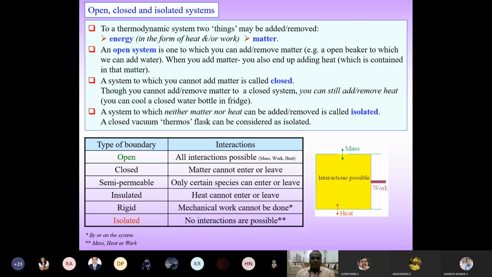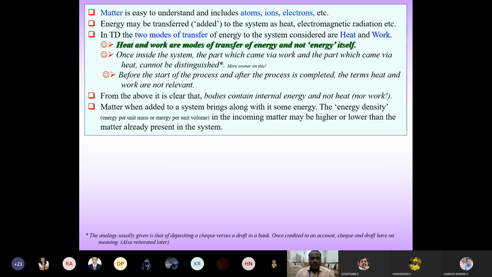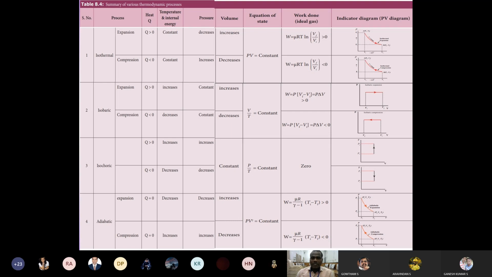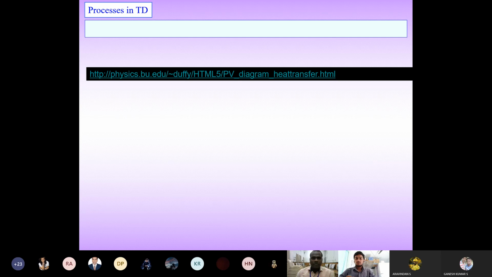Sorry. Then already we discussed all the types of systems available. So we have open, closed, and isolated systems. Then what is matter? Then how heat and work are important in thermodynamics. Then what are the processes involved in thermodynamics? We will discuss these processes in detail in the coming slides.